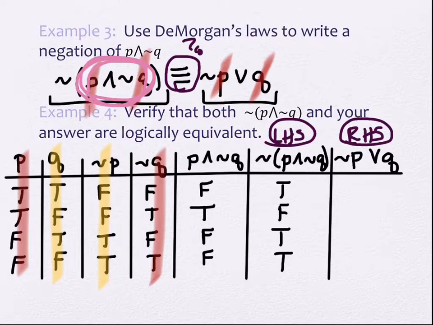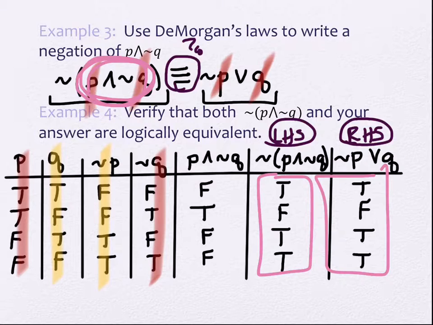So in yellow, I have true, false on the first row. What does true, false give me? True. The second row, I have false, false. That's false. The third row, I have true, true. That's true. And the fourth row, I have false, true. That's true. And we can see this column and this column match.